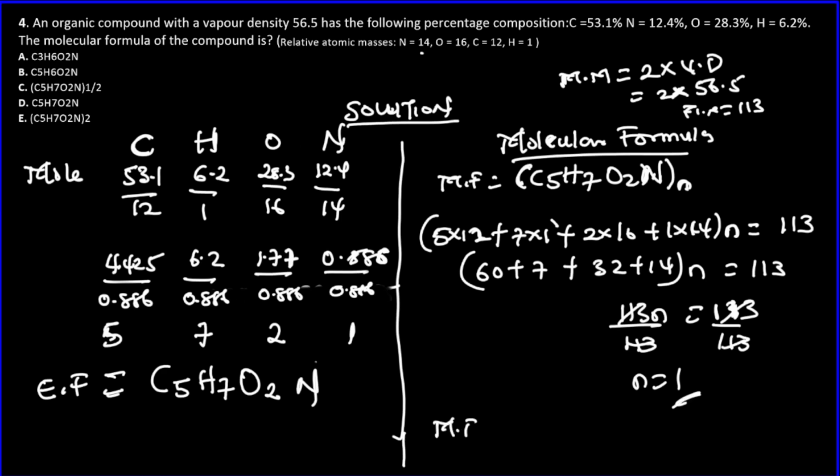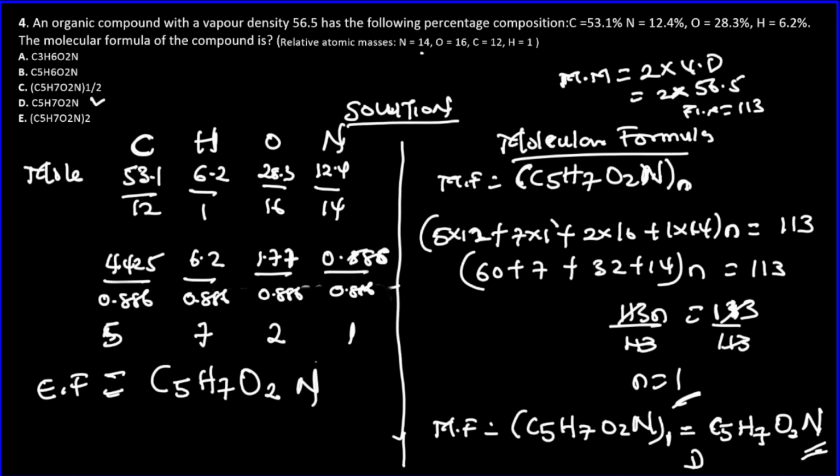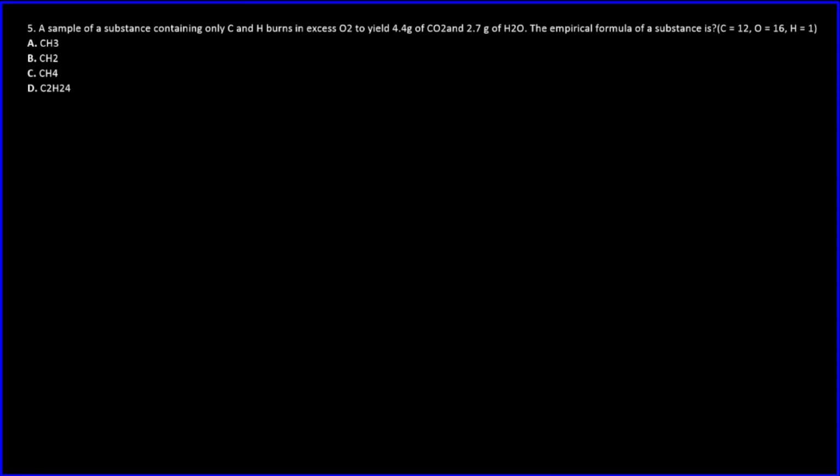So the molecular formula will now be C5H7O2N multiplied by 1. So this gives us C5H7O2N. 1 times 5, 1 times 7 is still 7. So this is the answer. The answer is D. D is the correct answer. So the only tricky thing here is the vapor density that we used to look for the molar mass. So let's go to the last question before I give the assignment.